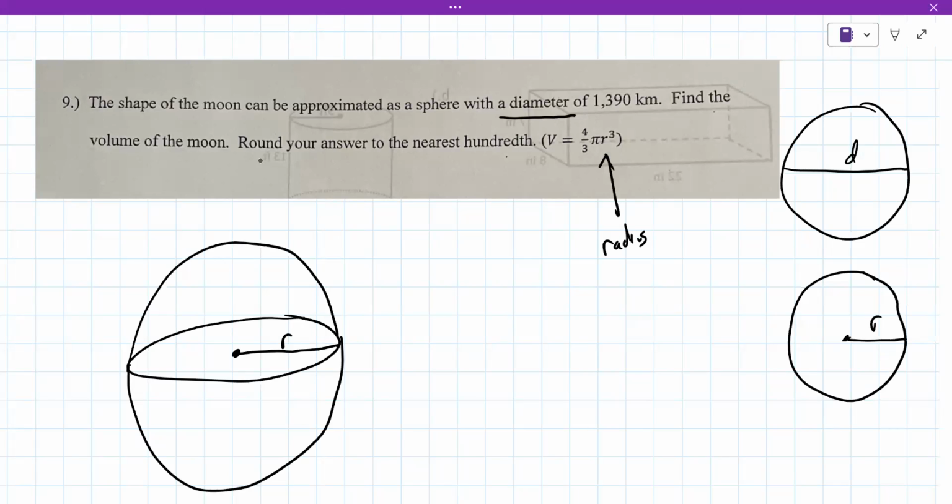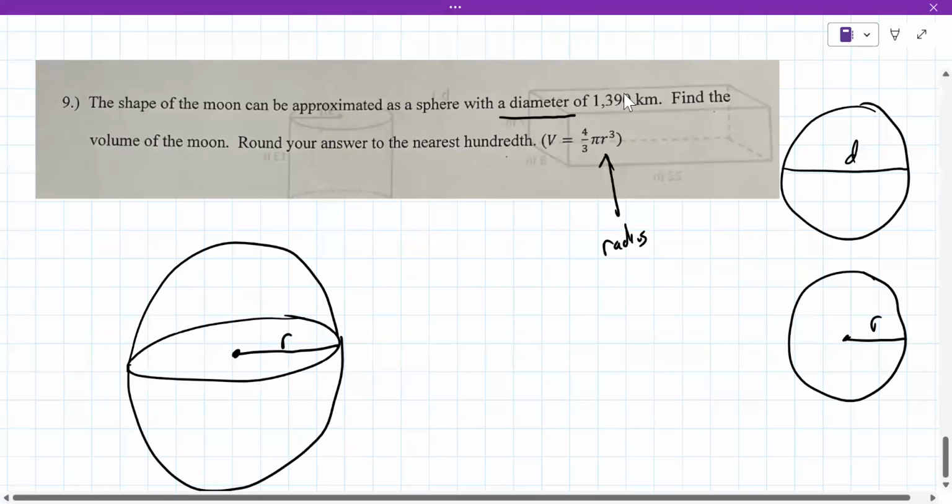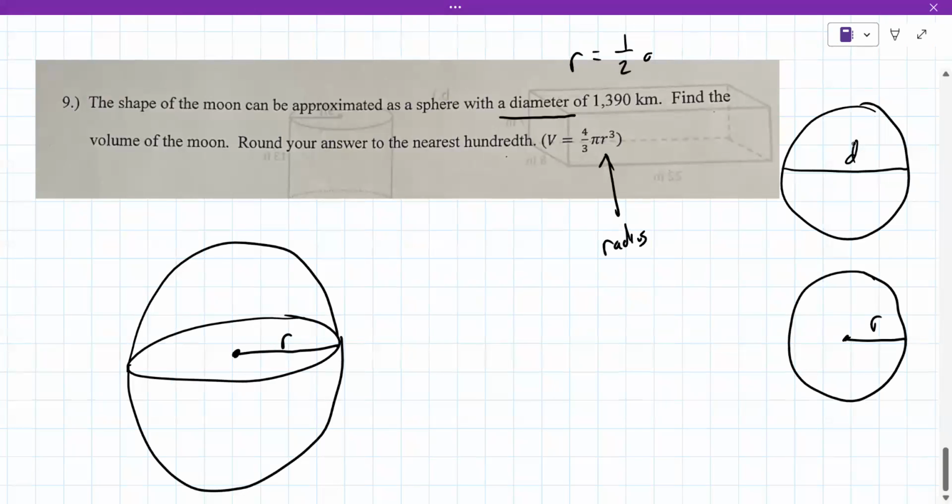Okay, so what should we divide by? I'm asking you to tell me the radius. Give me the value of the radius from the diameter. The radius is 1/2 of the diameter. Yeah. Can you tell me the value of the radius?